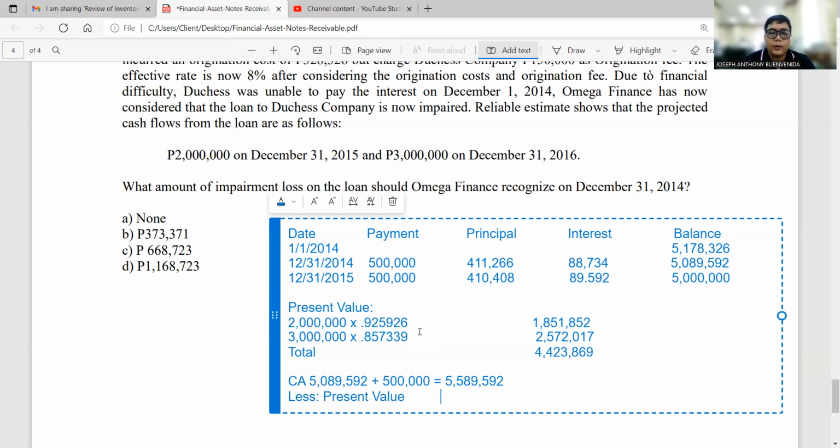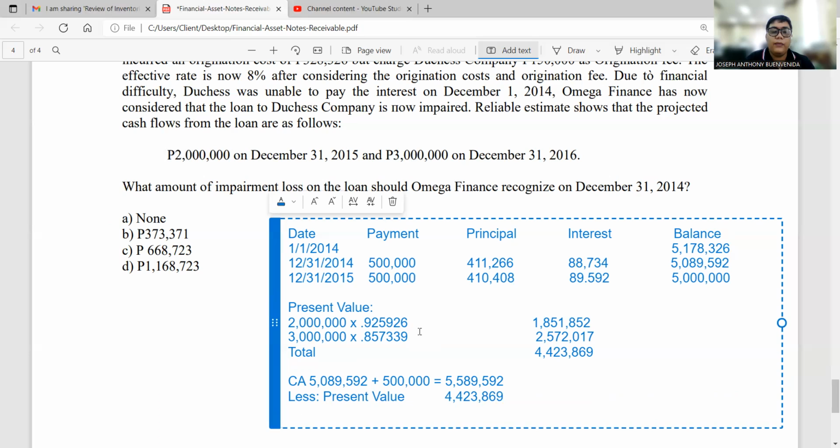Okay, less its present value of 4,423,869. Okay, so the difference between the carrying amount and the present value will be the impairment loss to be recognized. So pila na siya? So 5,589,592 less 4,423,869 is 1,165,723.